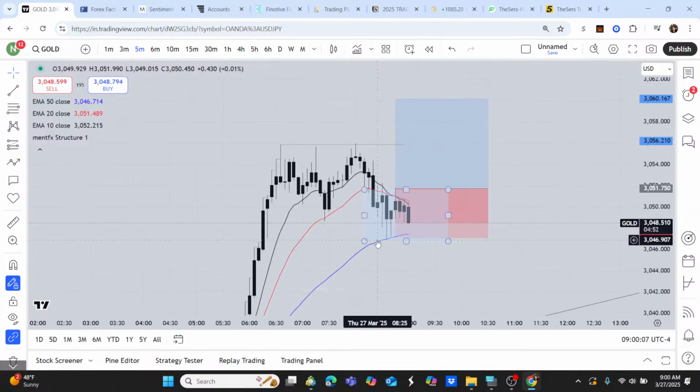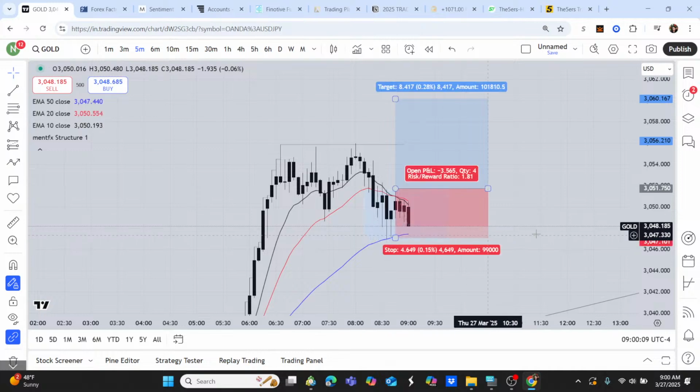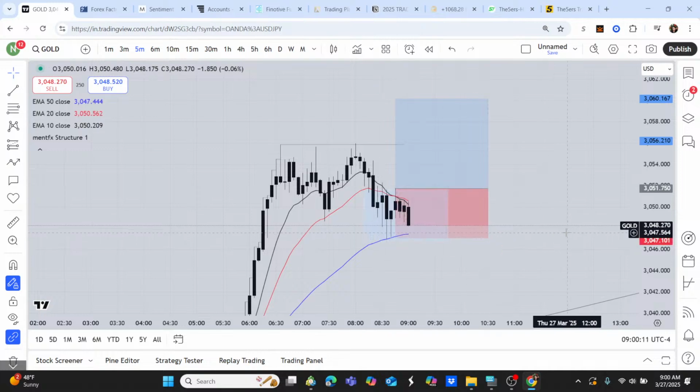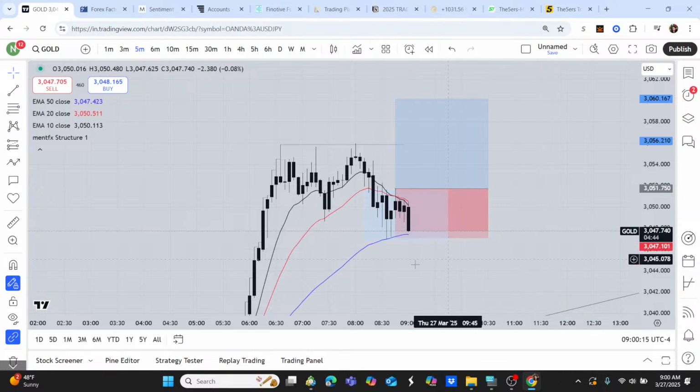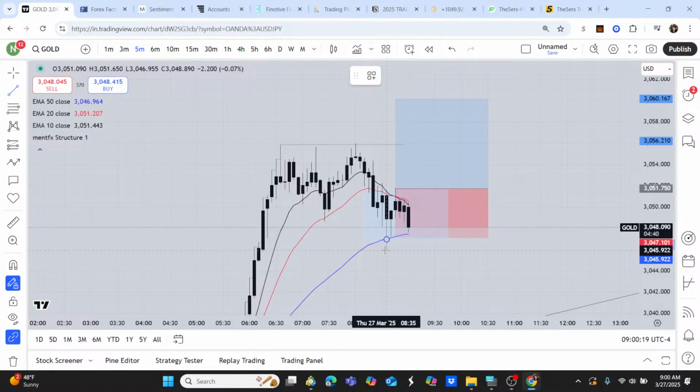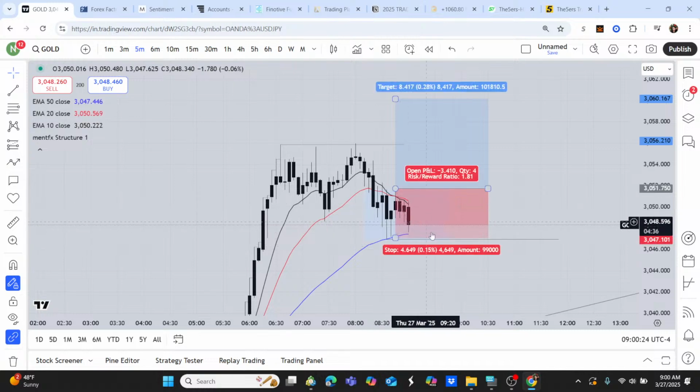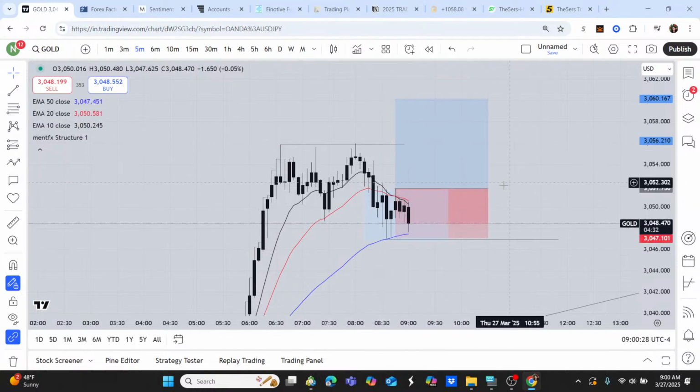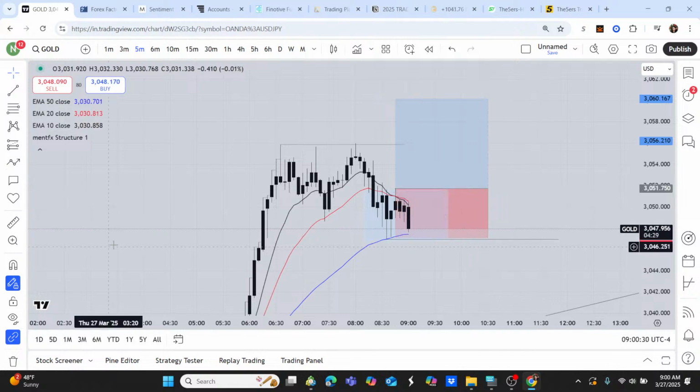I'm just watching this low right here. Just watching it. This is the thing I like about buy stops as well. Price can fail, and even if you are wrong, you don't take a trade at all.